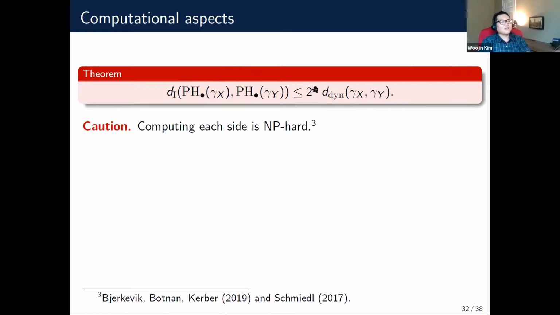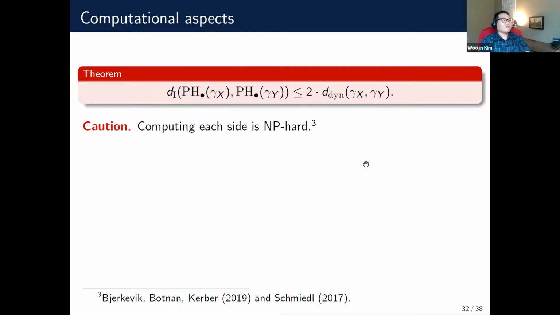Remember that the right-hand side was a generalization of Gromov-Hausdorff, but Gromov-Hausdorff is already known to be NP-hard to compute by Schmiedl, and the interleaving distance between multiparameter persistent homology is also known to be NP-hard to compute, proved by Bjerkevik, Botnan, and Kerber.